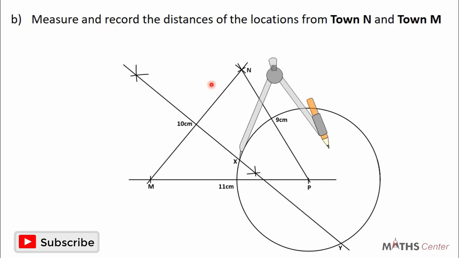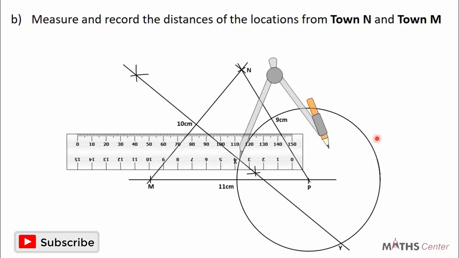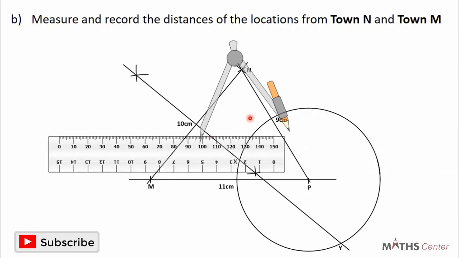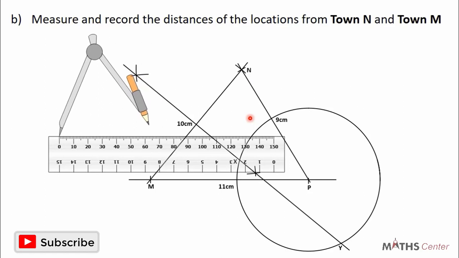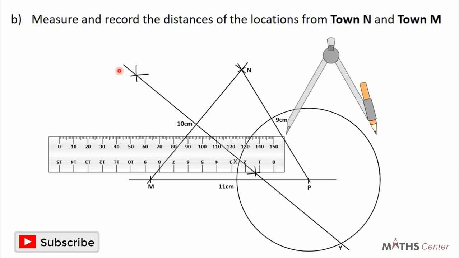To get the actual length, I'll take the ruler and read the measurement on it. To do that, I'll put the needle of the compass on point 0. Then I'll read where the part of the compass holding the pencil meets the ruler. On my ruler, the part of the compass holding the pencil meets the ruler at 63 millimeters. 63 millimeters is equal to 6.3 centimeters. So we can say that the length of NX is equal to 6.3 centimeters.